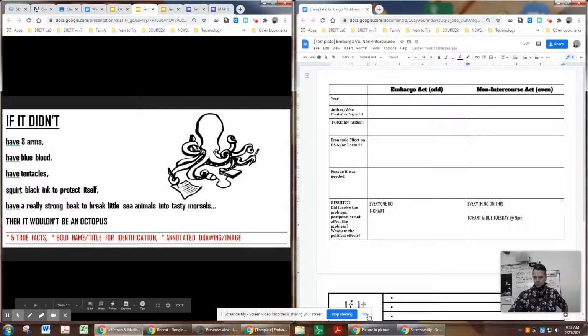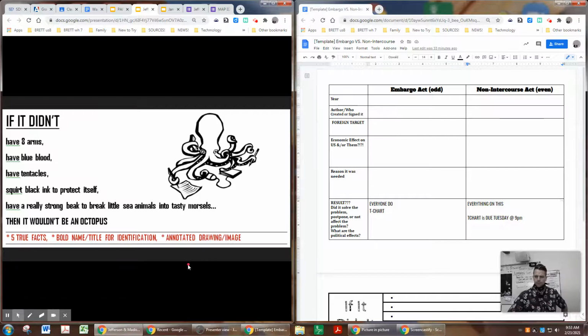This is Mr. Williams, just checking in with you guys about the If It Didn't project. First thing, If It Didn't is a processing activity. It's pretty straightforward. It's a way for you to practice what you learned and put it out in a different format. I want this to be something, don't quote me on this, but fun.